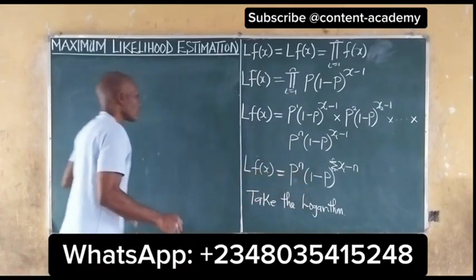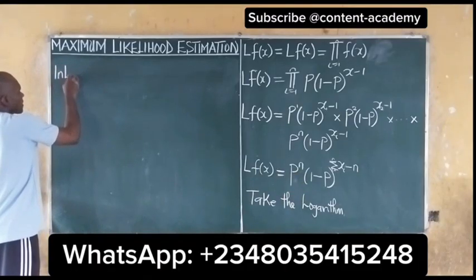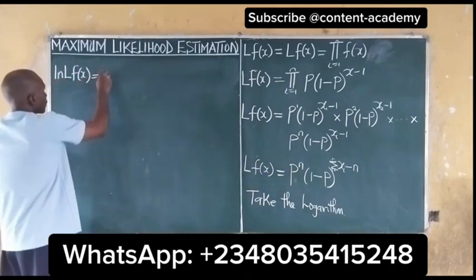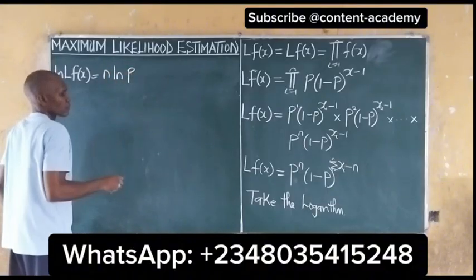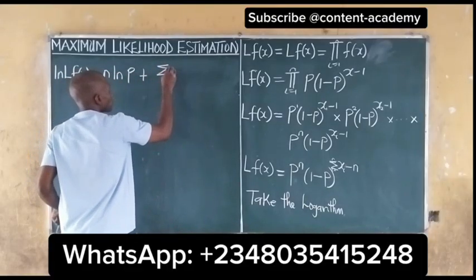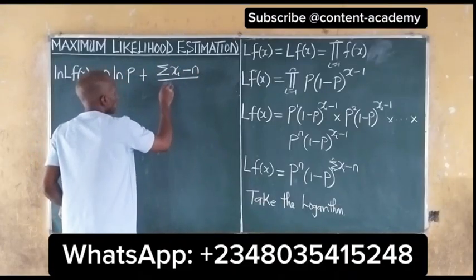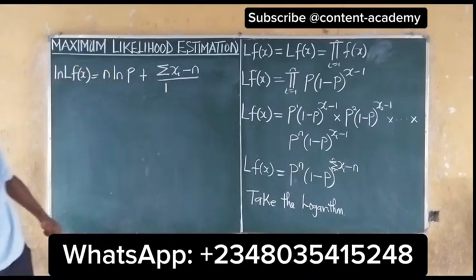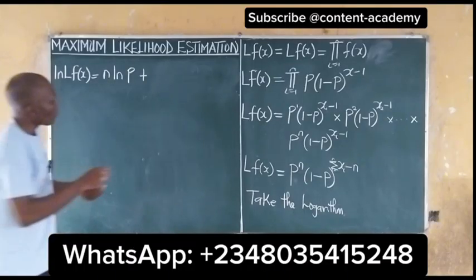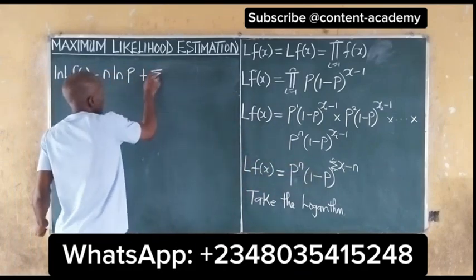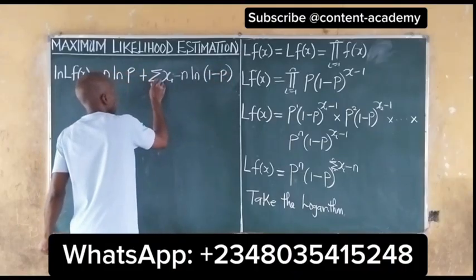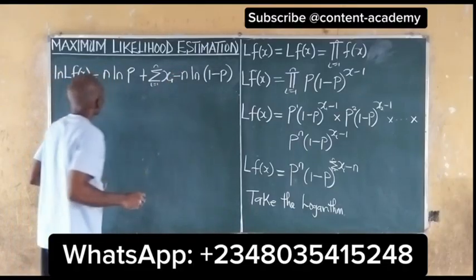So we've written take the logarithm. Taking the log, we write our log-likelihood function of the given PDF as equal to n log p plus, if we take the log of this function, the summation of xi minus n times log of 1 minus p, with i running from 1 to n. So this is what we get.